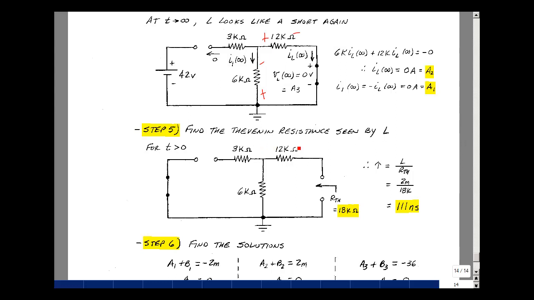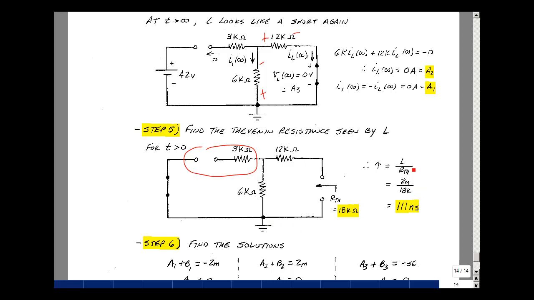Step 5 is to find the Thevenin resistance. We'll set all the independent sources equal to 0, but the switch is open for t greater than 0. It doesn't really affect us. Looking back in here, what I see is 12K. This is in series with an open circuit, so this is just simply equal to 3K plus infinity. Looking in these terminals, I see 12K, 6K back to here, so total of 18K.